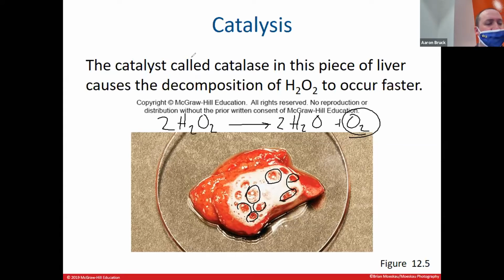And so that's what's happening here. The catalase inside of the liver is activating the hydrogen peroxide and causing the hydrogen peroxide to decompose faster than it would have on its own. And as a result, we get massive amounts of this oxygen gas forming on the surface of the liver because of this reaction.